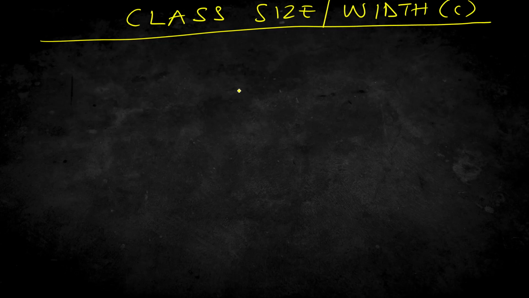Now let's talk about class size or class width, denoted by small c. The class size is the difference between the lower class boundary and the upper class boundary of a class interval.